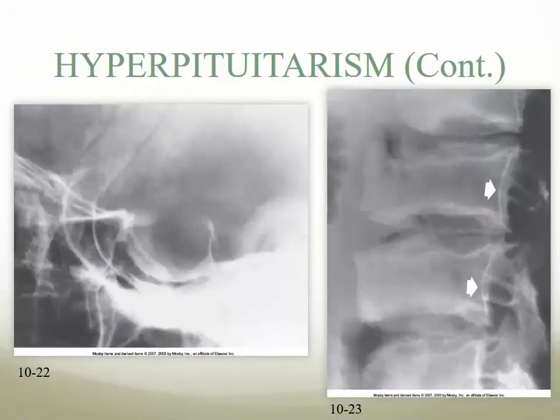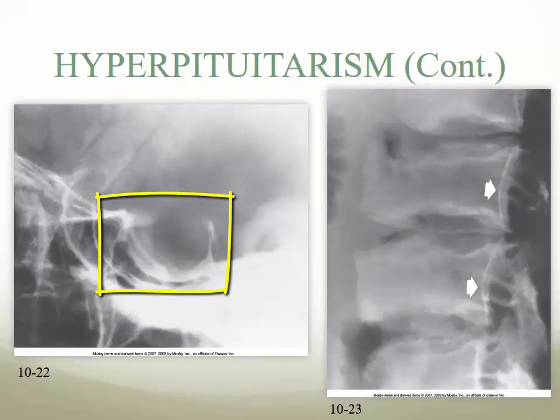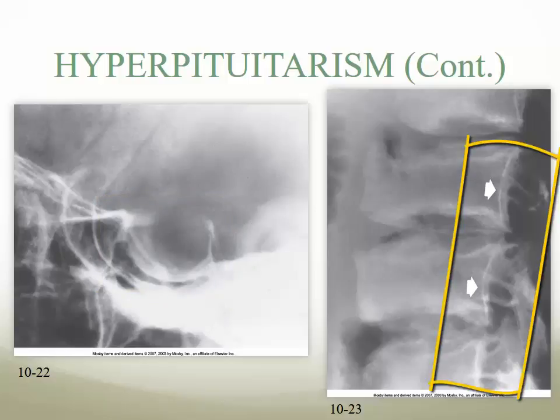Other imaging appearances include the pituitary enlargement that causes expansion and erosion of the sella turcica. It's also referred to as ballooning of the sella. Hypertrophy of the soft tissues may produce an increased concavity of the posterior aspect of the vertebral body, referred to as scalloping, and this is prominent in the lumbar spine.